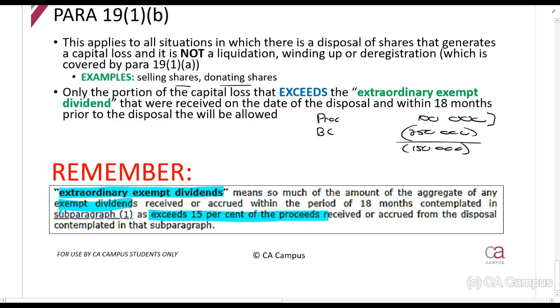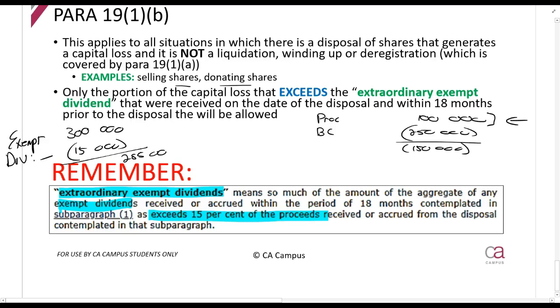So if my exempt dividend, remember exempt from income tax and dividends tax, was 300,000 rands, from that I need to deduct 15% of my proceeds, which is 100,000 times 15%. Right, leaves me with 285,000. My loss does not exceed that amount, so nothing will be allowed. Okay, so you get the idea?